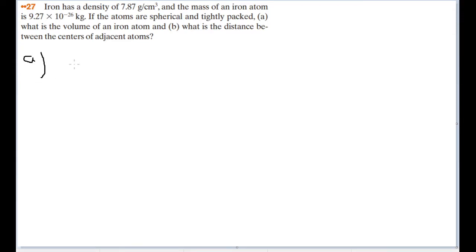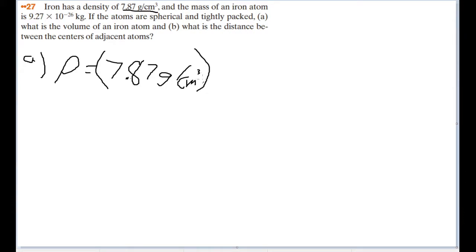We'll deal with part A first, and this is a fairly easy problem all around, as you'll soon see. But first things first, let's rewrite the density so that it's written in SI units to correspond with our other measurements here. So the density is given to us as 7.87 grams per cubic centimeter. But let's convert the grams to kilograms and cubic centimeters to cubic meters.